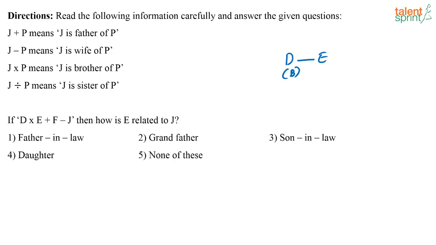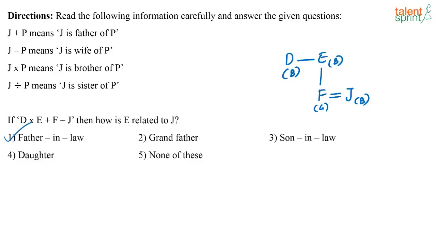E is the father of F. So E is the father of F. So father means again E is a male person. Now next, F minus J means F is the wife of J. So F is the wife, so this is a female and this is a male. Now what is the question? How is E related to J? So E is J's father-in-law. The correct answer is option 1.